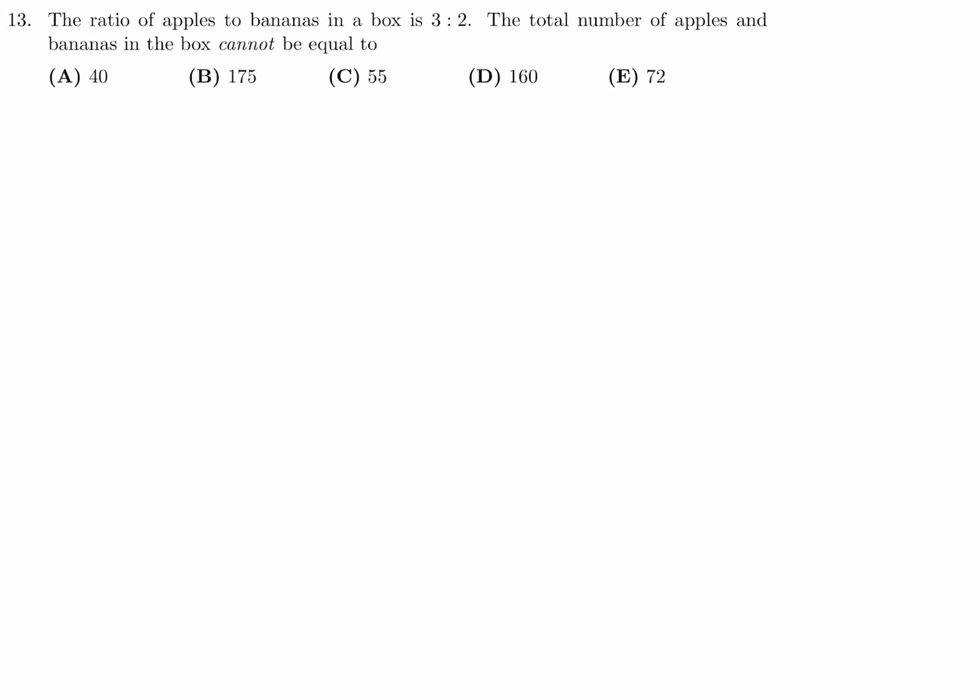The ratio of apples to bananas in a box is 3 to 2. The total number of apples and bananas in the box cannot be equal to... So apples to bananas is 3 to 2. So that means I can say the number of apples is 3x and the number of bananas is 2x. The ratio would still be 3 to 2.